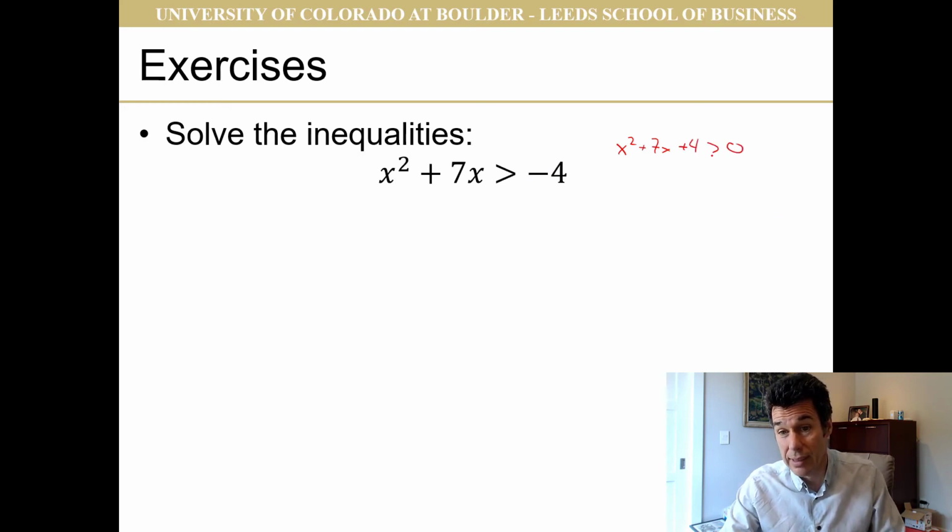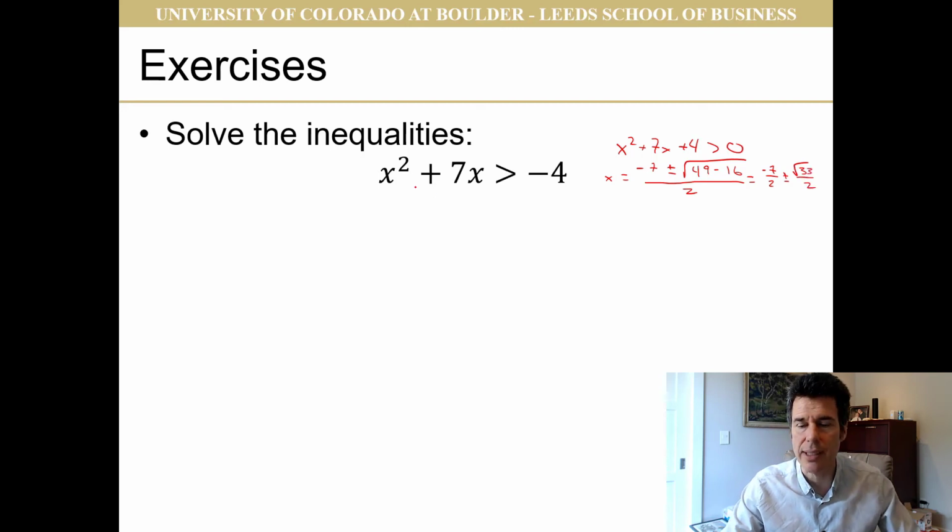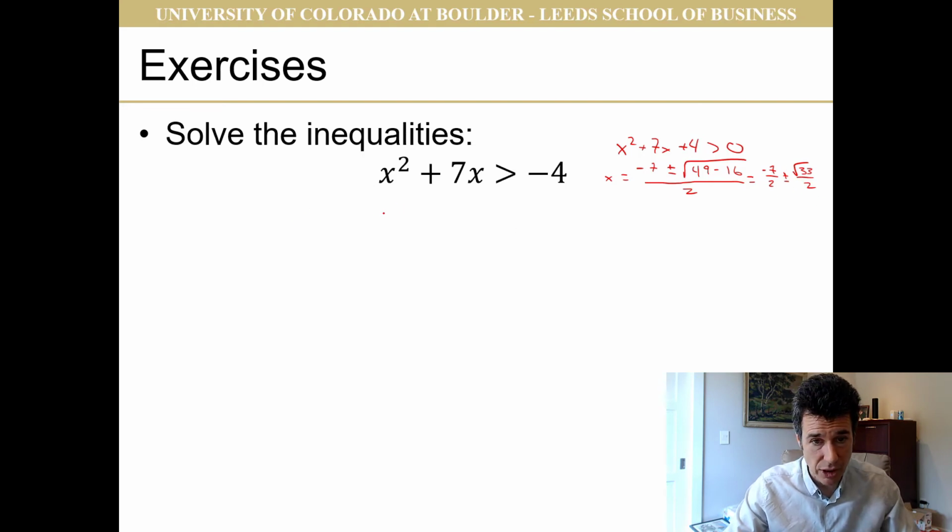We need to factor. I can't see this, so I'm going to use the quadratic formula. We want to know when this function is 0. Well, we know that's x equals negative b, negative 7, plus or minus the square root of b squared, 49, minus 4ac, 4 times 4 is 16, all over 2, which is negative 7 halves plus or minus square root of 33 over 2. All right, that was kind of unpleasant, but these are the 2 points at which the function can change signs.